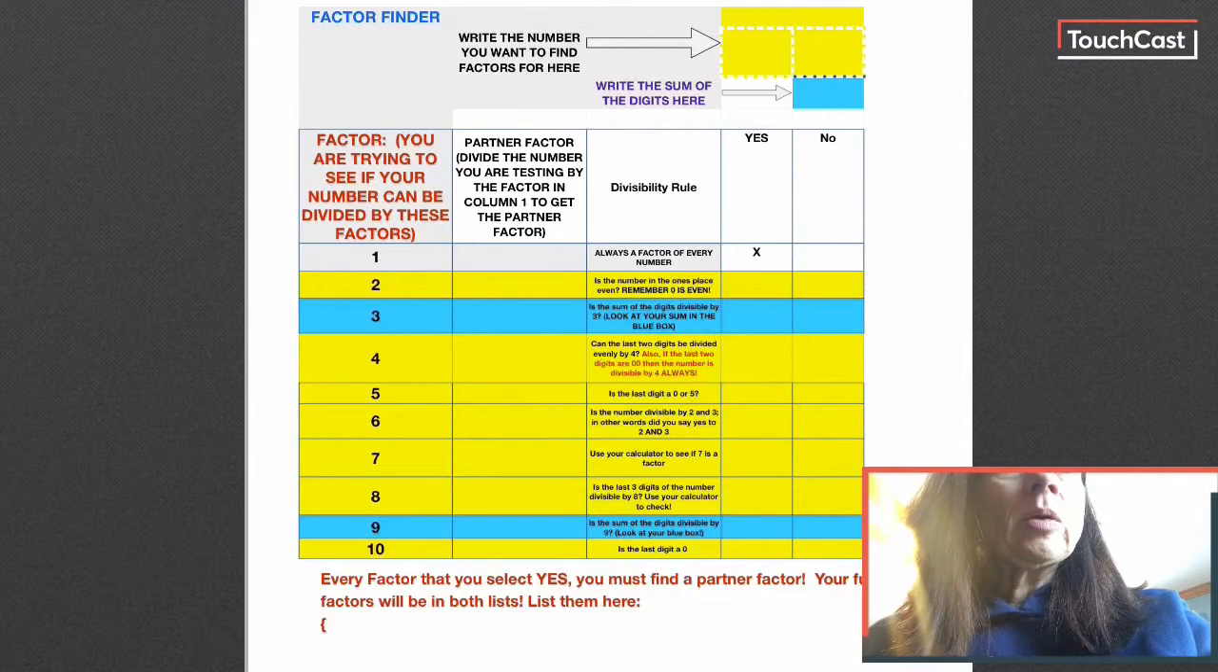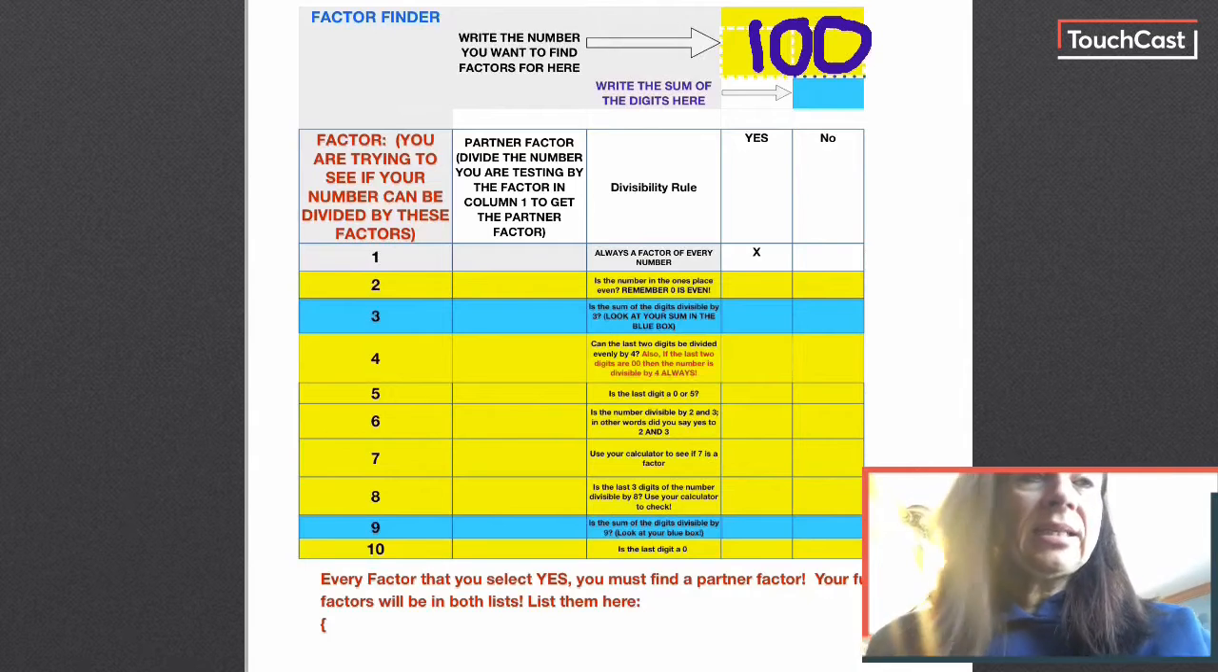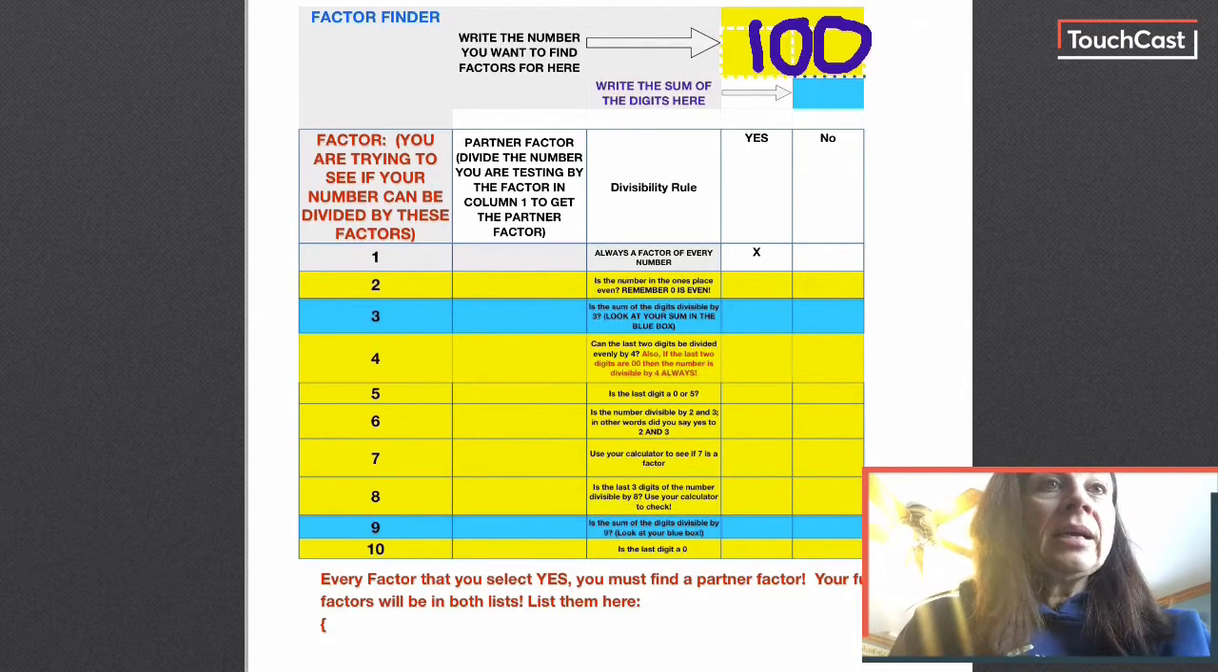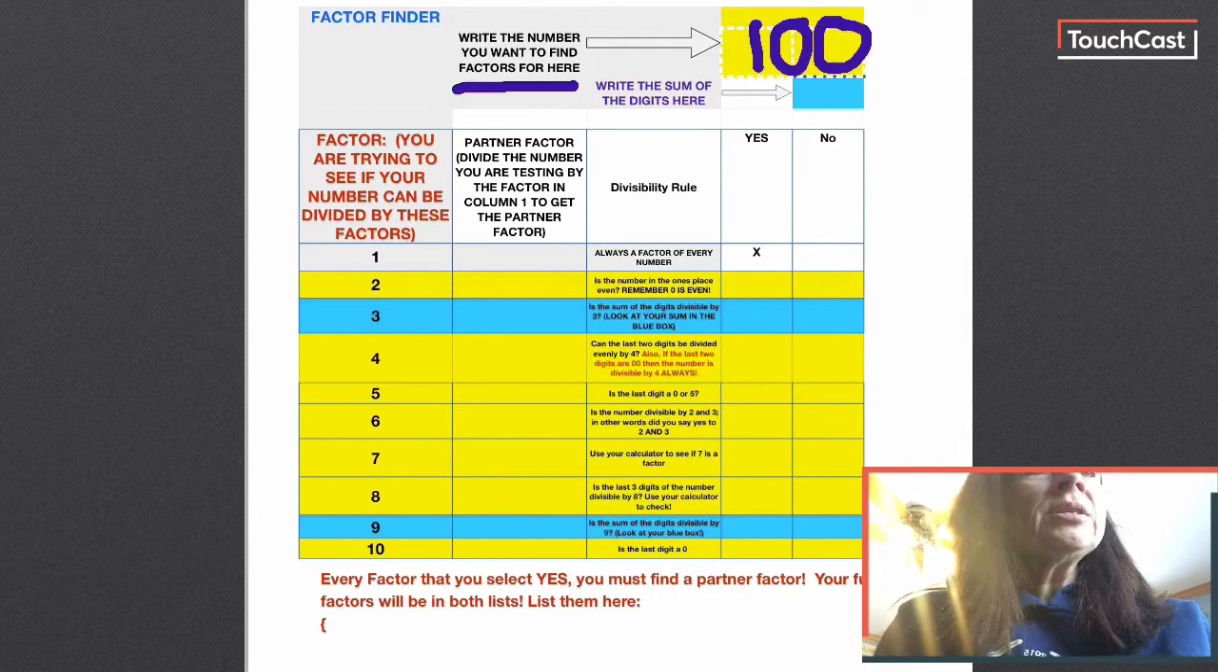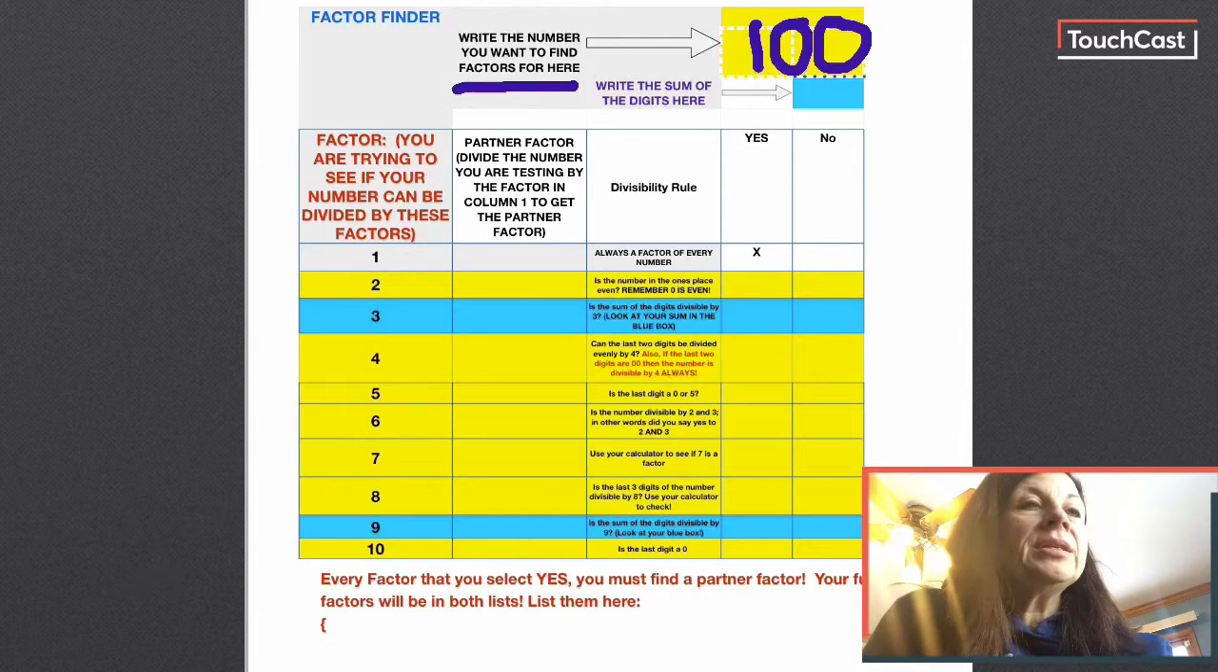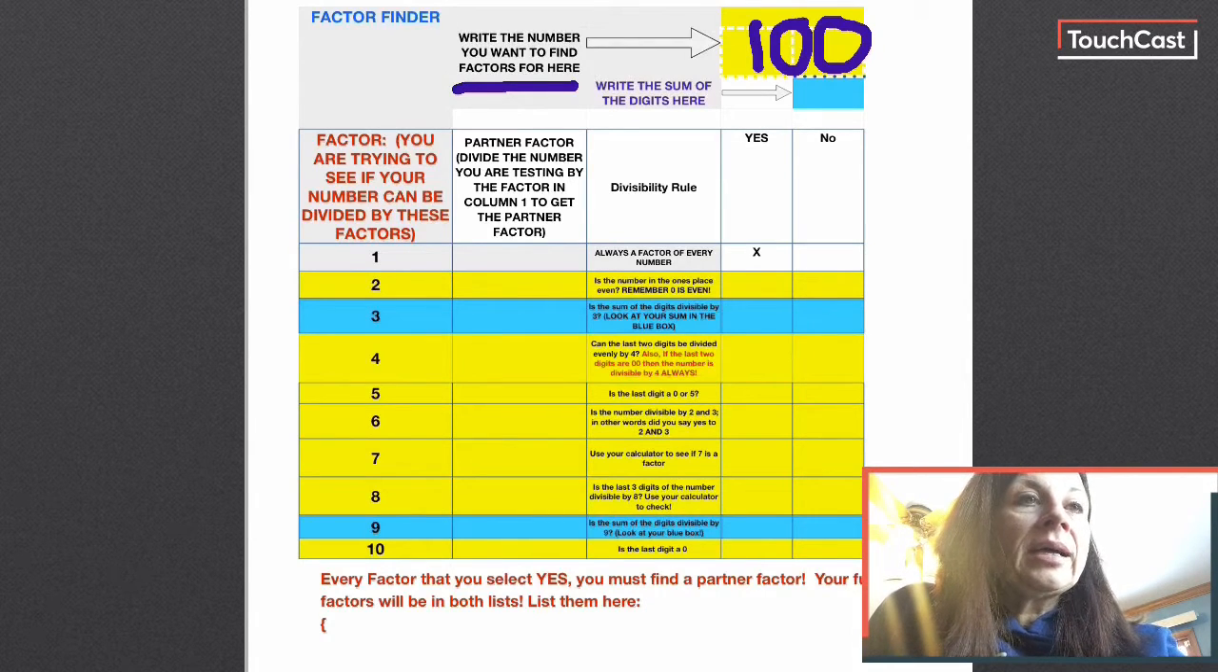So let's pick a number. Let's take the number 100, for example. We will write the number into our testing box, the first yellow box. It says write the number you want to find factors for here. The first step is to complete the blue box, the sum of the digits. You should write on the factor finder exactly the way that I do.